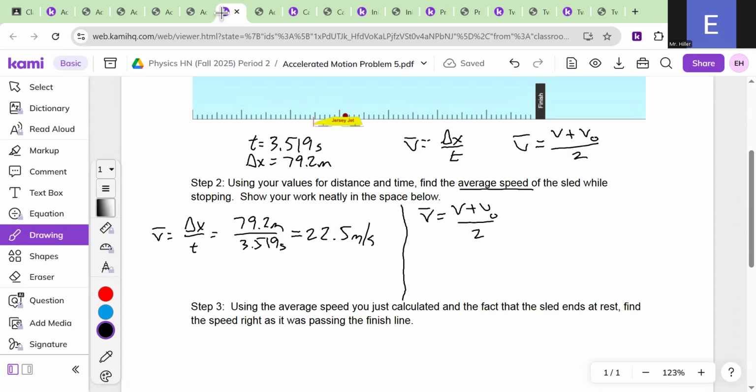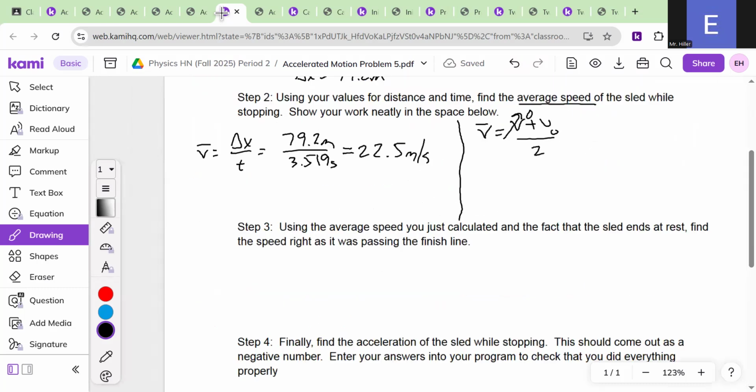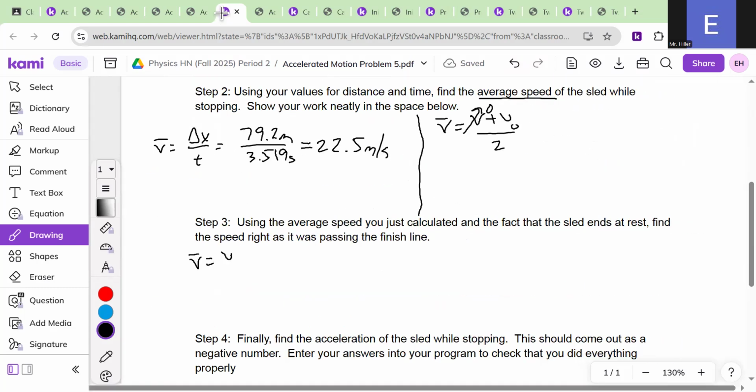What we're going to do now is use this to find the top speed, which is the initial speed, keeping in mind that the final speed was 0. So let's put that over here. V average equals V naught divided by 2. All we have to do is multiply both sides by 2, and V naught is really just twice the average. When the final speed is 0, the initial speed is just double the average. So if I double that, I get exactly 45.